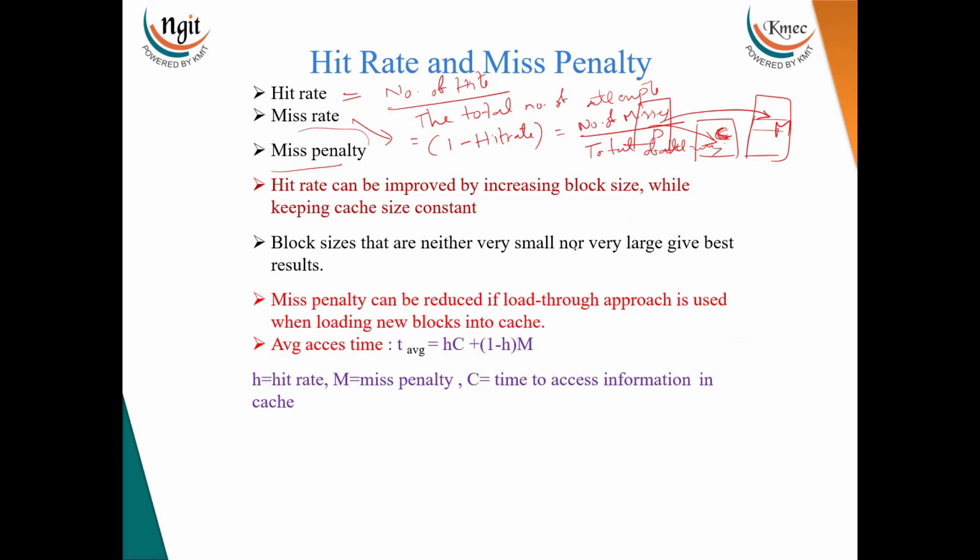Now, if we take the average access time, T_avg is equal to what? H is the hit rate, into C, the access time to access the information in the cache, plus (1 minus H). If the data is available, then that is fine. If the data is not available, then it has to go to the main memory. If a miss occurs, the miss rate, 1 minus H, into M, where M is the main memory access time or miss penalty. So this is the average access time when only one cache is introduced.